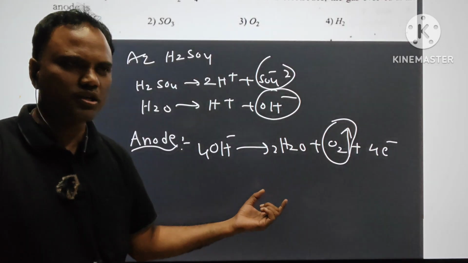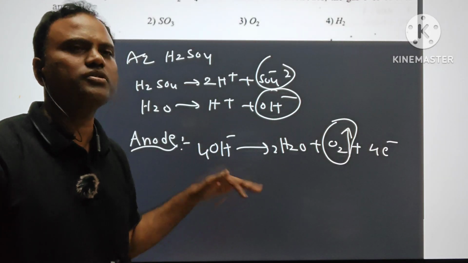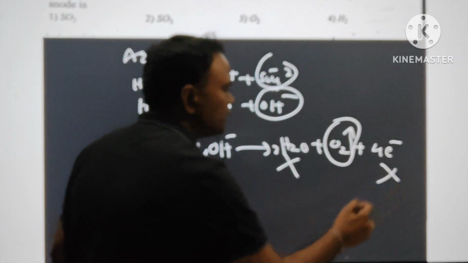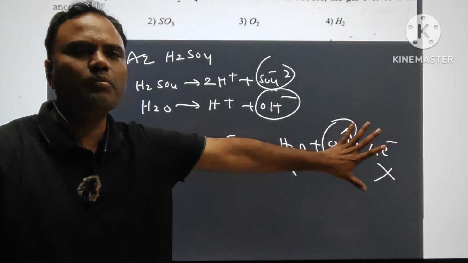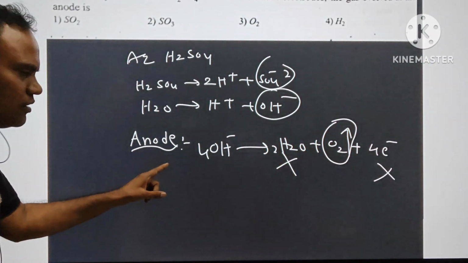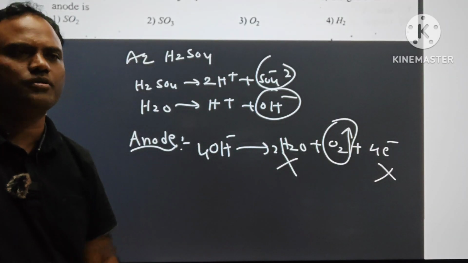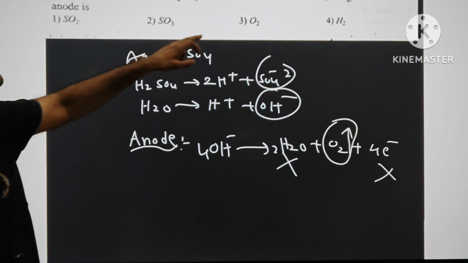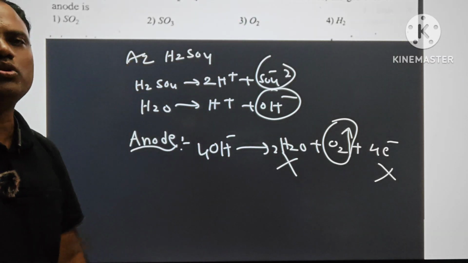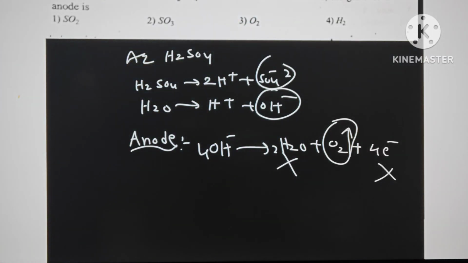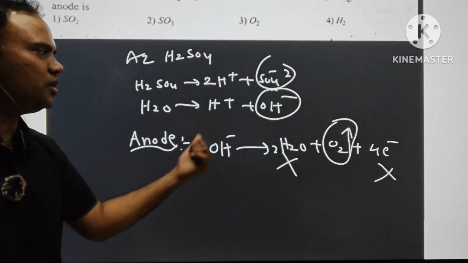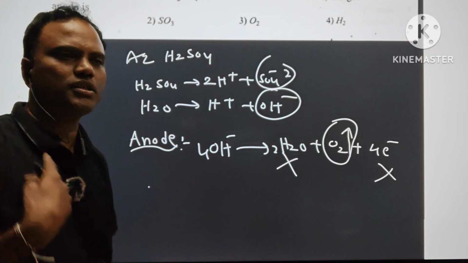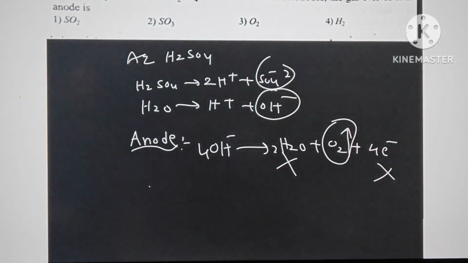At least remember this: when OH minus undergoes oxidation, what is the product? Oxygen. You need not learn the total equation. Just remember O2 gas will be liberated when OH minus undergoes oxidation, clear? So what is the answer? The gas evolved at anode is O2. At the cathode only one cation is there, so H2 gas will be liberated. Right, next.